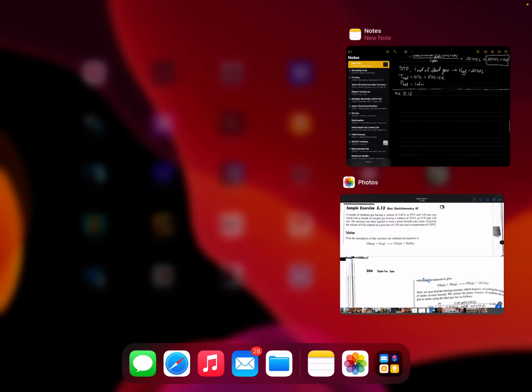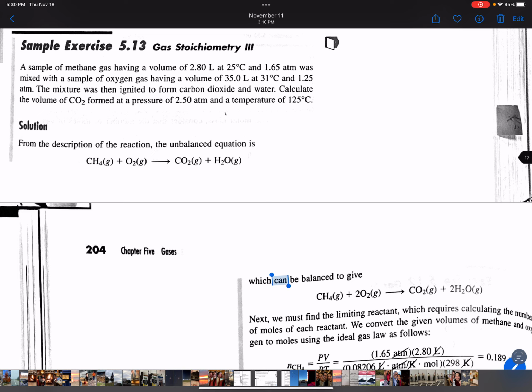Okay, so we're going to go here. There we go. So we have, in this particular example, a sample of methane gas having a volume of 2.8 liters at 25 degrees Celsius and 1.65 atmospheres. And this is mixed with a sample of oxygen having a volume of 35 liters at 31 degrees C and 1.25 atmospheres. The mixture is then ignited to form carbon dioxide and water, and we're told to calculate the volume of CO2 formed at a pressure of 2.5 atmospheres and a temperature of 125 degrees C.